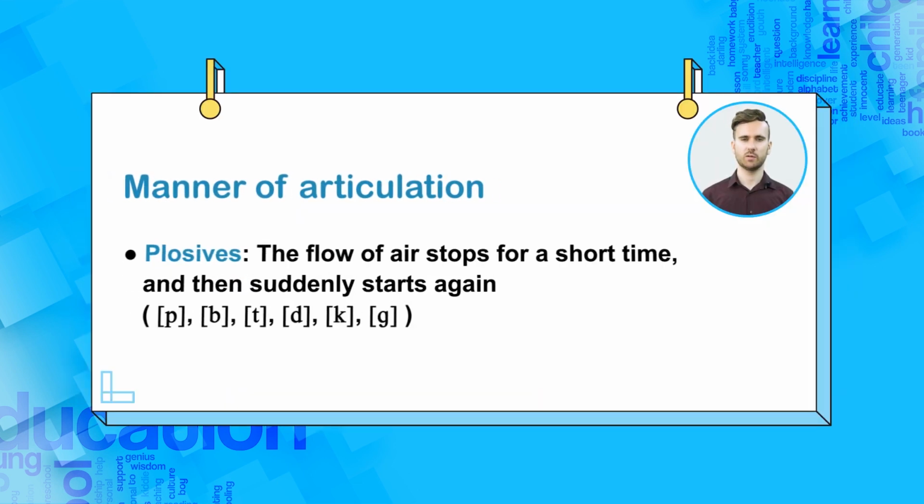1. Plosives. To make these, the flow of air stops for a short time and then suddenly starts again. The English plosives are p, b, t, d, k, g, and another symbol which I can't say on its own. This sound is the glottal plosive, which is made by completely closing the vocal cords, whereas they are almost closed for voiced sounds. They are called plosives because the restart of the air is explosive.